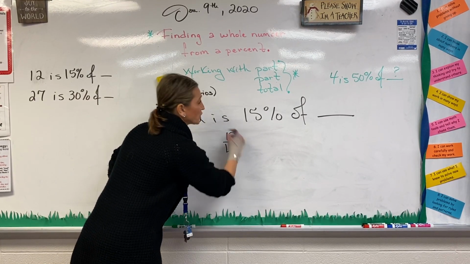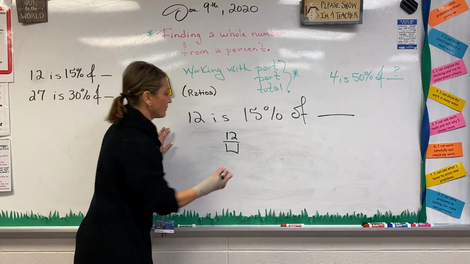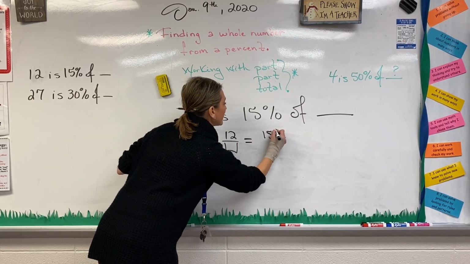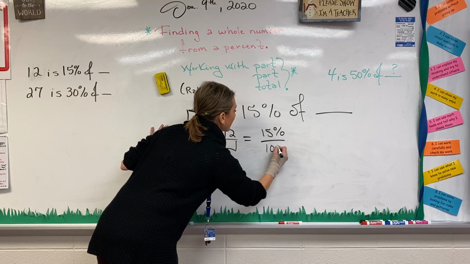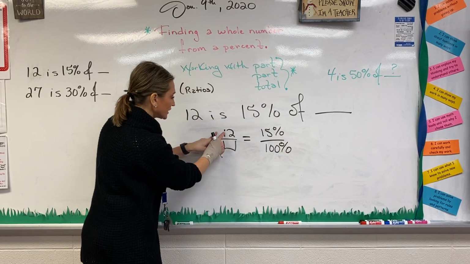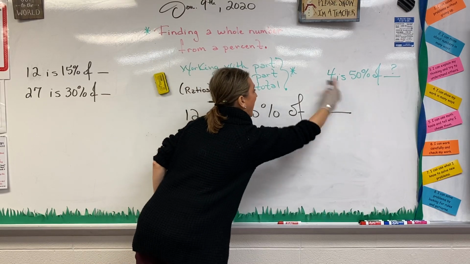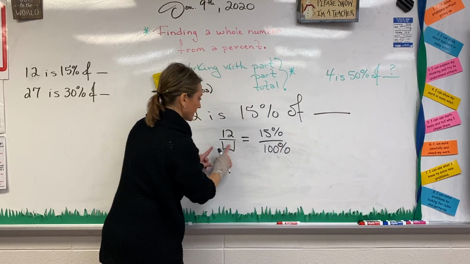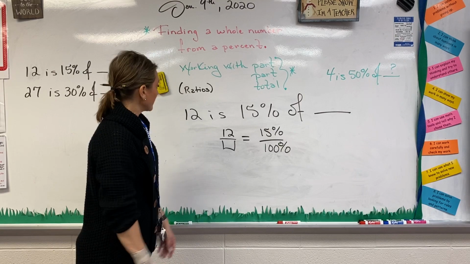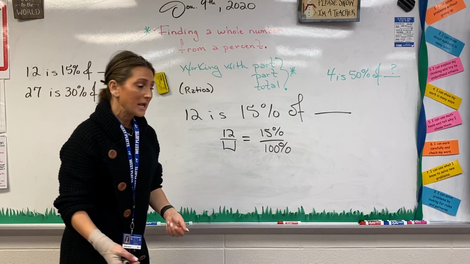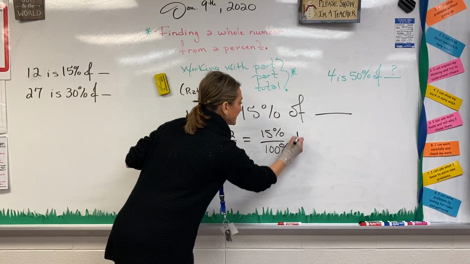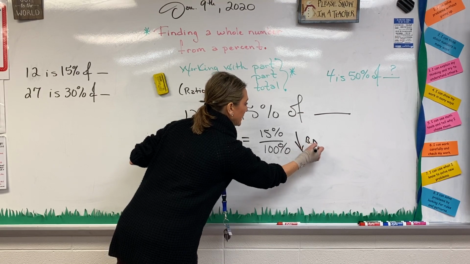12 over something that I don't know is equal to 15% out of 100%, because it says that 12 is equal to 15%. And if I had everything out of this number, it would give me back 100%. Again, I'm going to break it down and then build it back up. Break this down. I just use BD there.